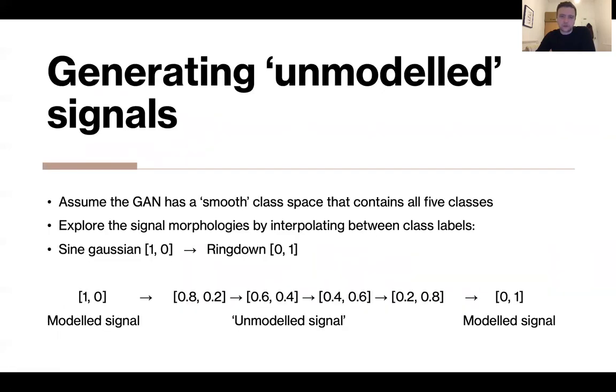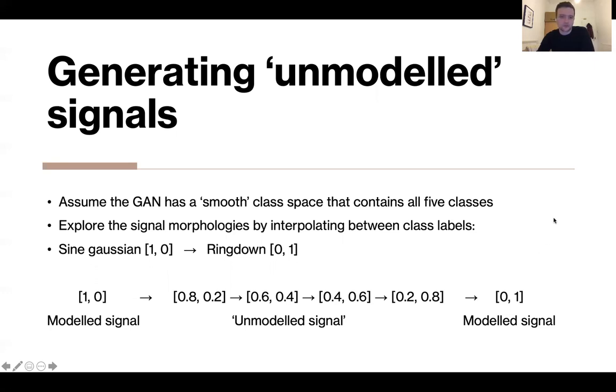That's all very well and good, but we want to generate unmodeled signals. So let's say we had 2 classes for demonstration purposes. We had a Gaussian and a ring down. You can interpolate between these 2 points in the space. So you start off with 1, 0, and you end up with 0, 1, and you interpolate between the 2 numbers. And you're hoping that these between classes will give you some sort of hybrid waveform between a Gaussian and a ring down.